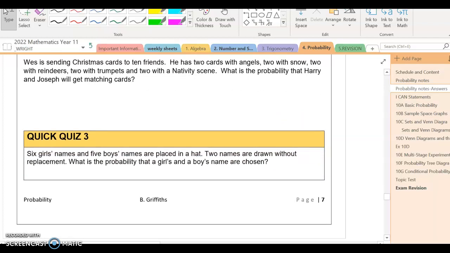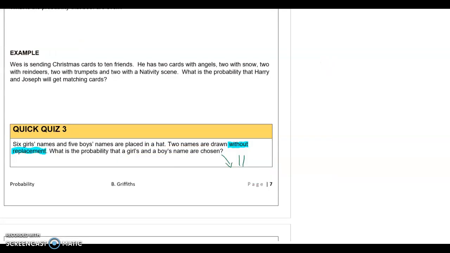6 girls' names and 5 boys' names are placed in a hat. 2 names are drawn without replacement. What is the probability that a girl's name and a boy's name are chosen? Okay, so that will mean we will have 11 names in total in the hat. So that means we can work out our probabilities. So we're looking at a girl's name and a boy's name being chosen. We're trying to find out the probability of a girl's name and then a boy's name.